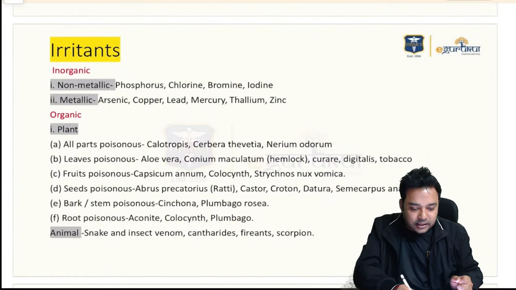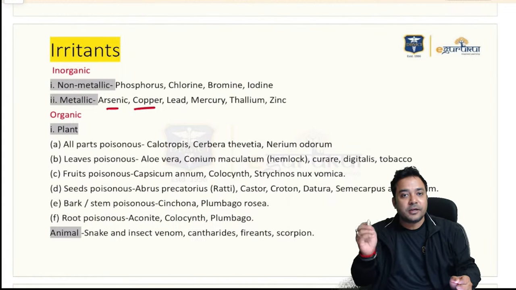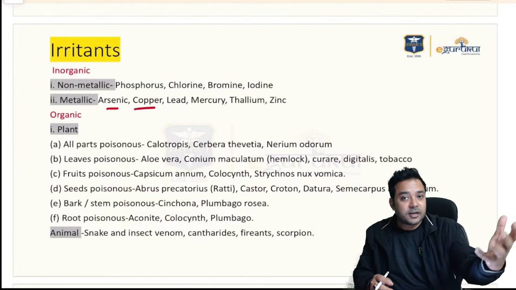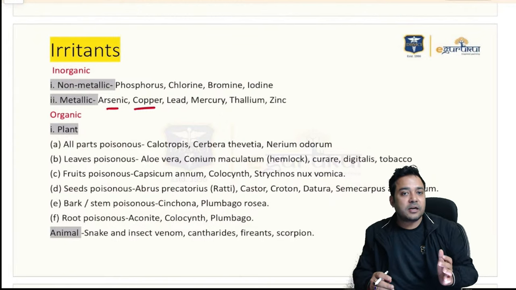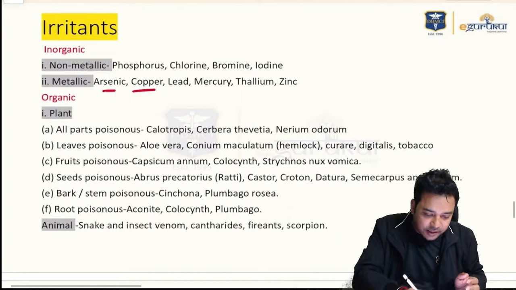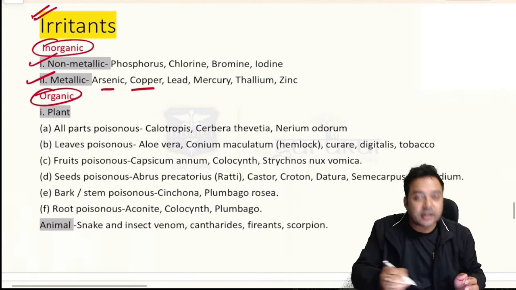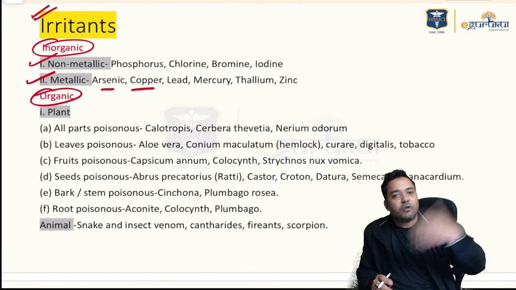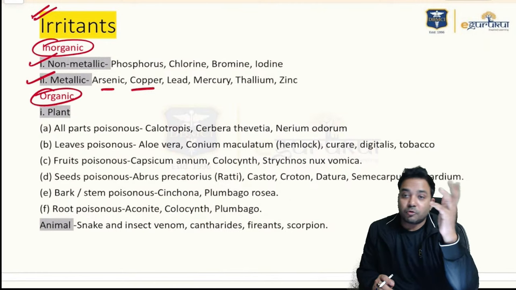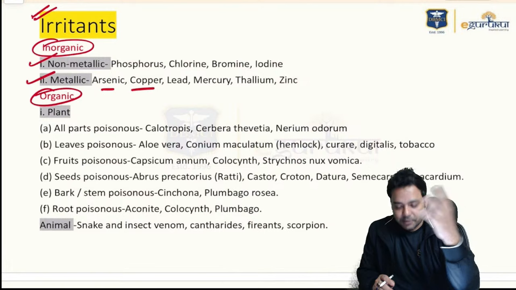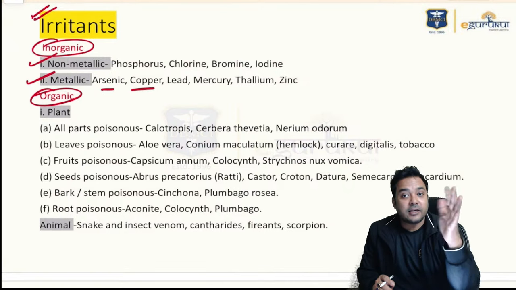वो दे देंगे, आर्सेनिक के बारे में डिटेल में लिखो, कॉपर के बारे में. तो इरिटेंट्स का क्लासिफिकेशन सेपरेटली एक क्वेश्चन है, तो व्हाई नॉट डू अ सिंपल क्लासिफिकेशन. इरिटेंट्स कैन बी फर्दर डिवाइडेड इनटू इनऑर्गेनिक एंड ऑर्गेनिक इरिटेंट्स. इनऑर्गेनिक में मेटालिक एंड नॉन मेटालिक में क्लासिफाइड है. नॉन मेटालिक में वो सब आ गए, फॉस्फोरस, क्लोरीन, ब्रोमीन, आयोडीन. मेटालिक में आ गए आपके आर्सेनिक, लेड, मरकरी, थैलियम, जिंक.